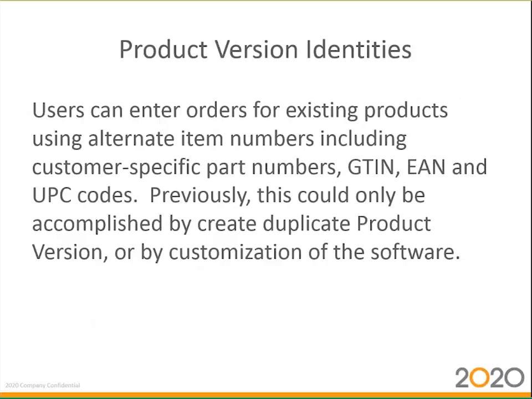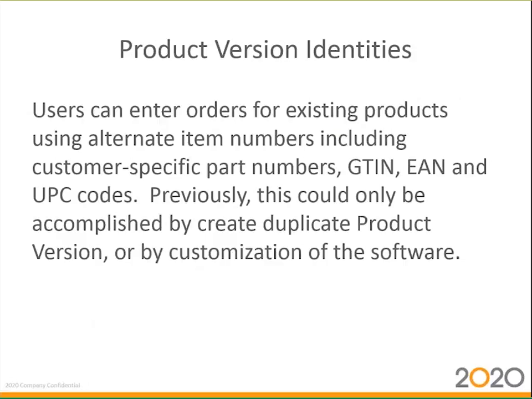All right, so the next item is product version identities. This is a way, and again, some of you may have custom solutions to solve this particular problem. So if so, we're catching up to you. But this is a way to enter orders for product versions using an alternate ID, essentially an alternate product code or part number.